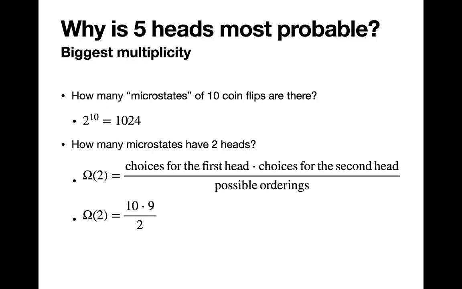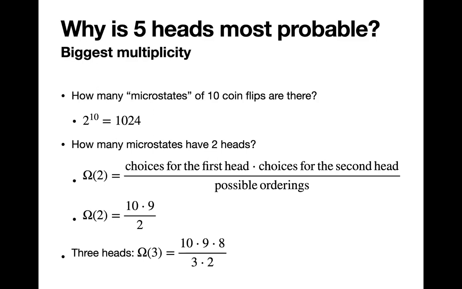I want to say, so that's going to be what? 45. 10 times 9 divided by 2 is 45 different ways, right? So 45 divided by 1,024 is going to be like 4%, right? The odds of getting exactly 2 heads.